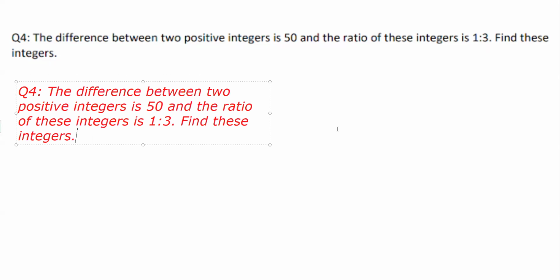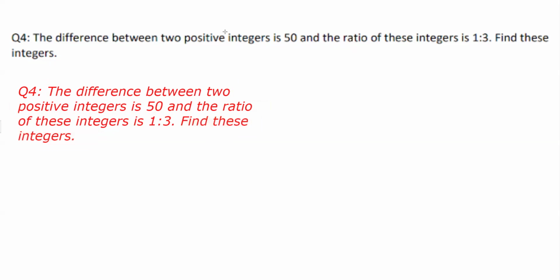I write it over here. This is the difference between two positive integers. I'll read it properly. The difference between two positive integers is 50, and the ratio of these integers is 1 is to 3. So we have to find these integers.